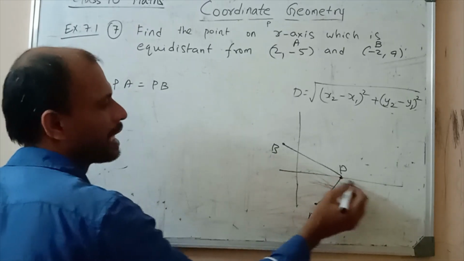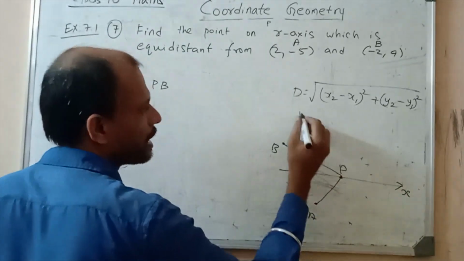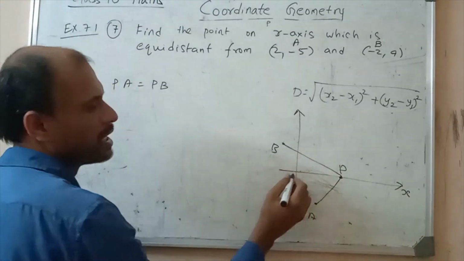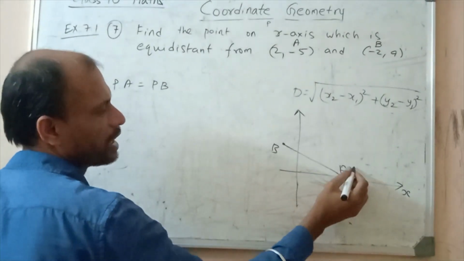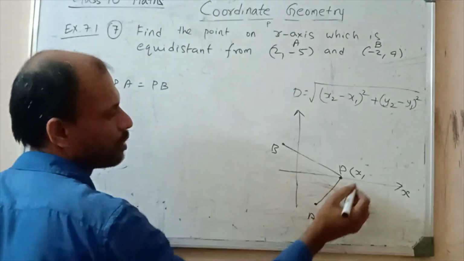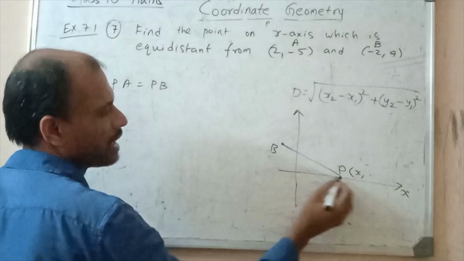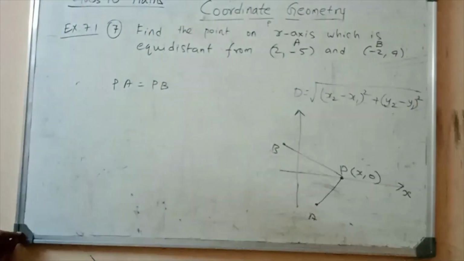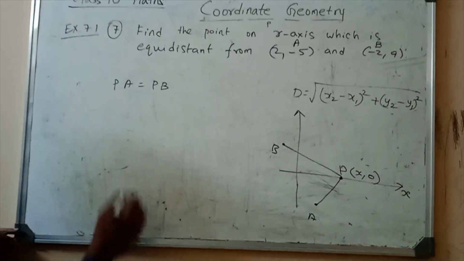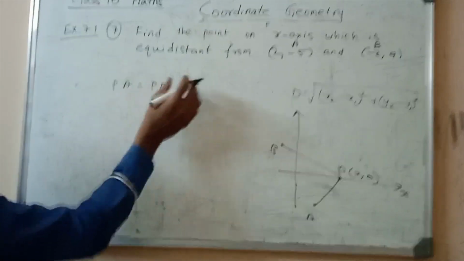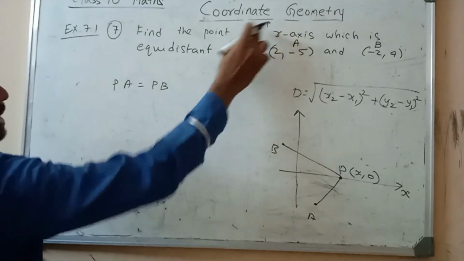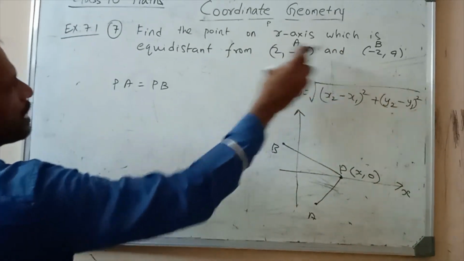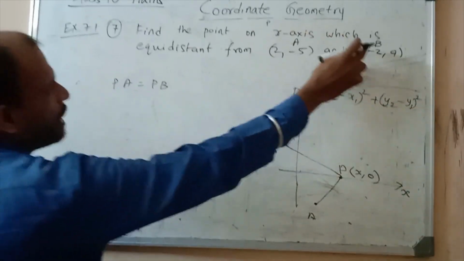So this point P lies on x-axis. It lies on x-axis means y value will be 0. X coordinate we don't know, so write it as x only. Y coordinate y value is 0 here. So P is x, 0. As per the given question, this point P is equidistant from A and B, therefore PA equal to PB.